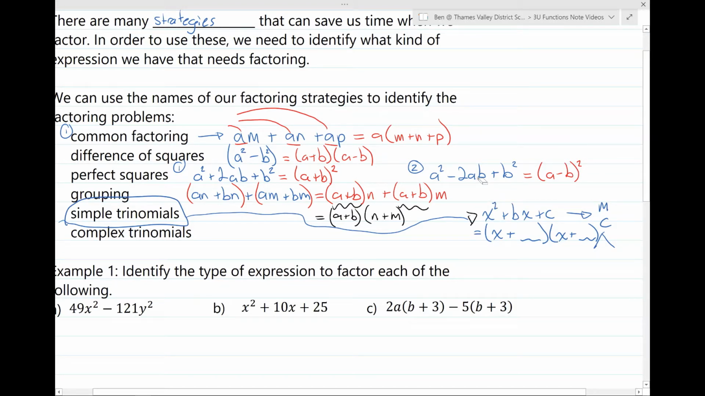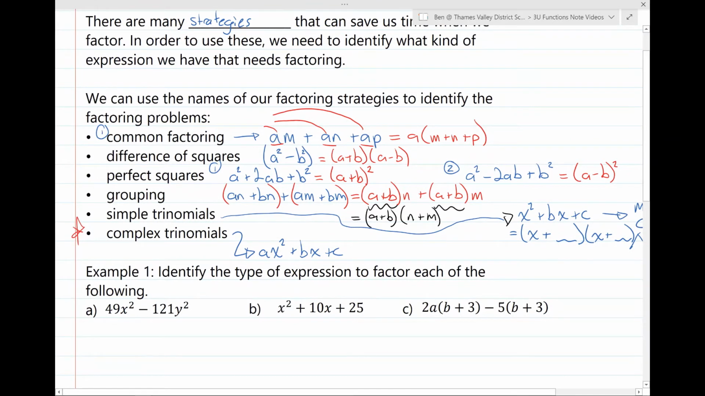Now a complex trinomial is very close. It's very similar, obviously, because it's a trinomial as well. The only difference is we have an a term that's not equal to 1 in front of the x squared. So ax squared plus bx plus c. And complex trinomials, you can solve those as well by looping or by decomposition, or whichever strategy you like. We just need to be able to recognize that it is a complex trinomial.